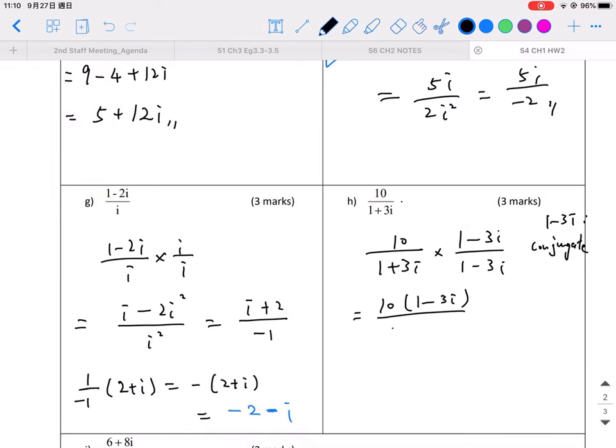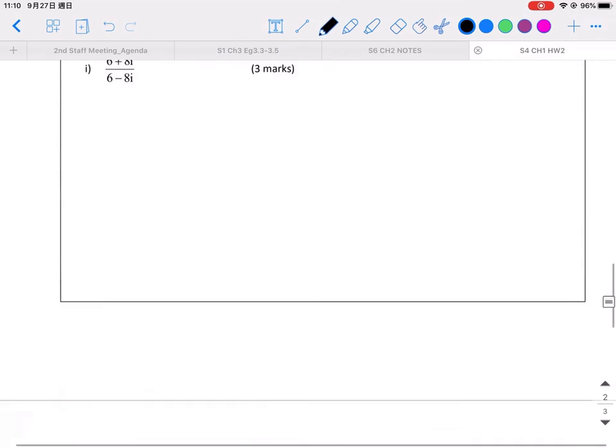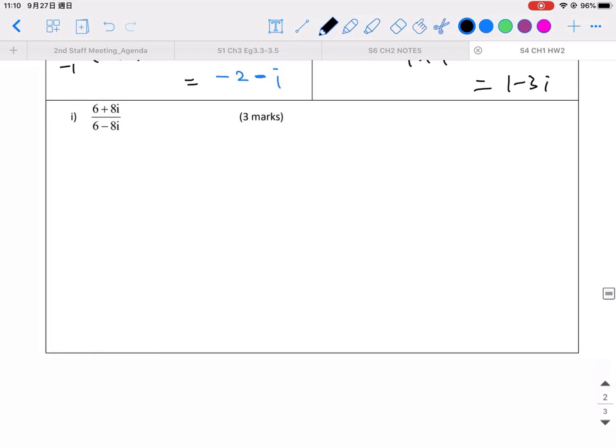So it's 1 squared minus (3i) squared, and I will get 10. 1 times (1 minus 3i), and 1 plus 9, and you will get 10 times (1 minus 3i) over 10, and we can cancel it. Okay, so it's easy to simplify without any expansion. So for part I, there is also some technique.